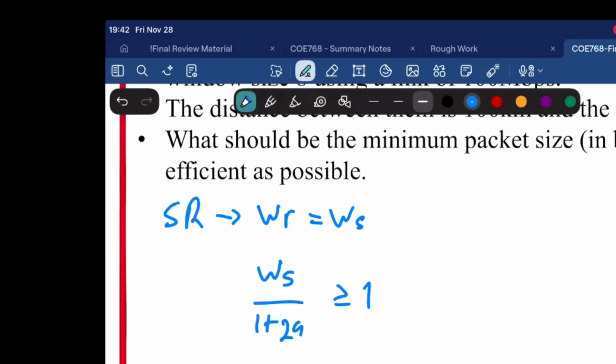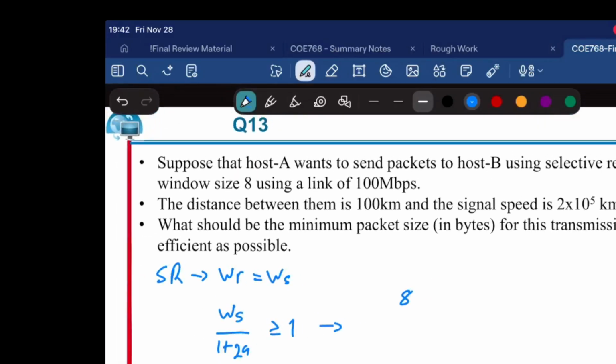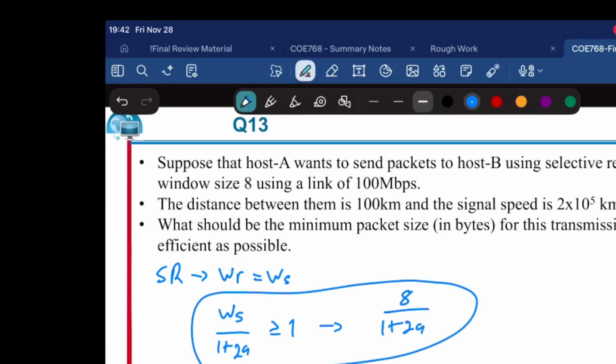So once we have this, we know some information that we have. We continue. We state that the window size that we're given is 8, and we divide it by 1 plus 2a. Let's move it over to the side.